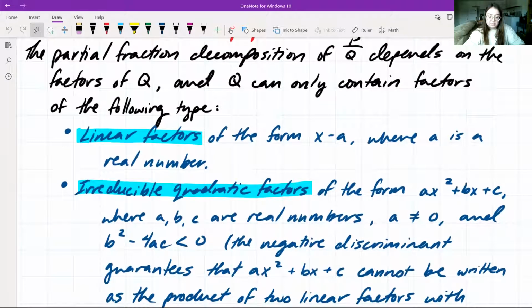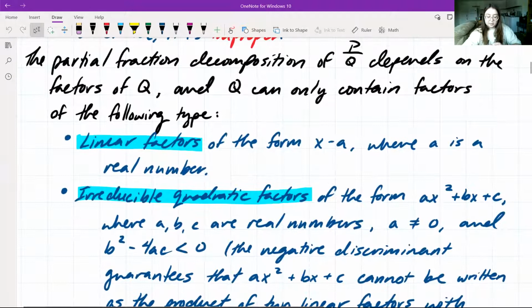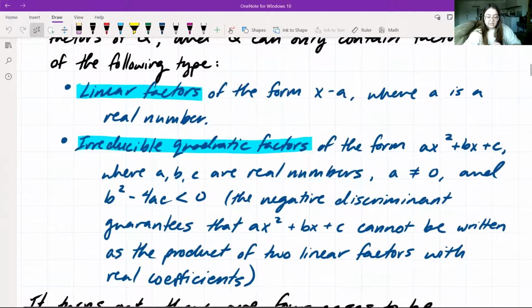Then the partial fraction decomposition of p over q is going to depend on the factors of q, and q can only contain factors of the following type. It can only contain linear factors. These are factors of the form x minus a, where a is a real number, or irreducible quadratic factors. These are going to be of the form ax squared plus bx plus c, where a, b, c are real numbers, a is not equal to 0, and b squared minus 4ac is going to be less than 0.